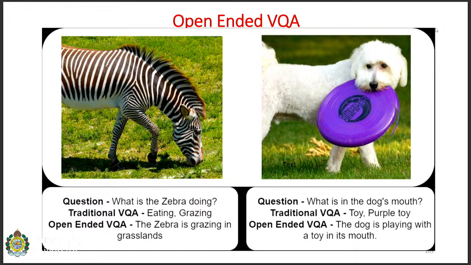Open-ended is always a sentence, right? Or it can be a word also, but I am not giving the multiple choices for the word, right? Yeah. So this is another example. What is in the dog's mouth? So one can simply say it's a toy or a purple toy, right? But if it's an open-ended VQA, then you typically give a full sentence saying that the dog is playing with the toy in its mouth. Okay. So it all is a question of what type of answers you are expecting for the question.